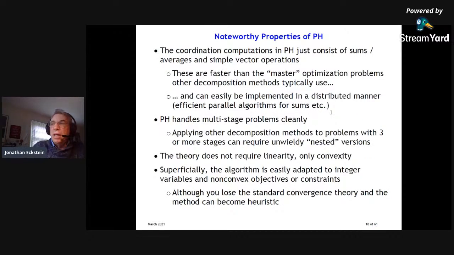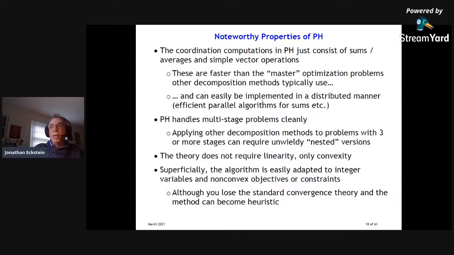The nice thing about progressive hedging is the coordination computations are just sums and averages and simple vector operations. Other decomposition methods like Dantzig-Wolfe, Benders, et cetera, tend to have some kind of master problem where, to do the coordination, you also have to solve another optimization problem. What you have in progressive hedging is much simpler, so it could be less of a bottleneck. And furthermore, because it's so simple, it's quite easy to do these operations in a parallel way. There are nice distributed algorithms for taking an average or a sum of a whole bunch of vectors.